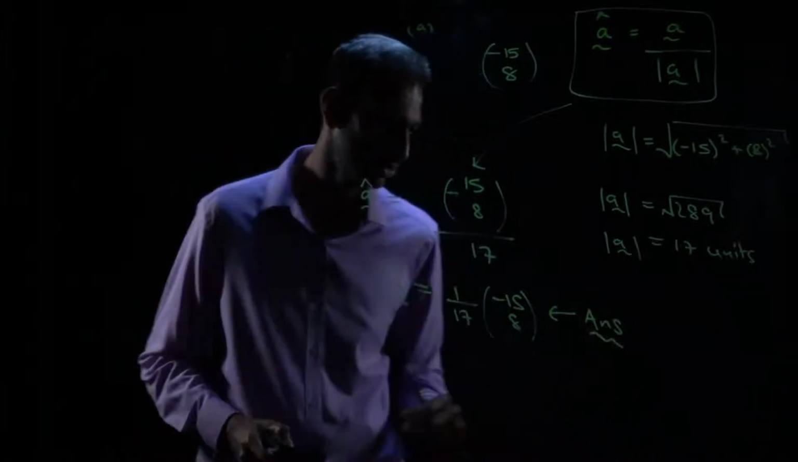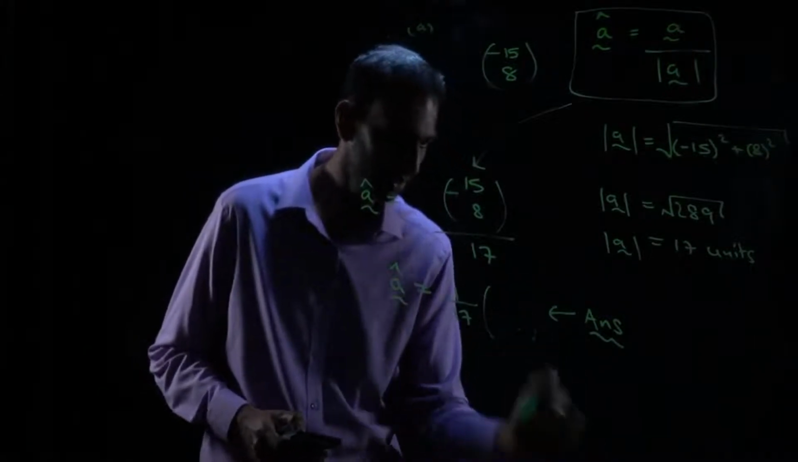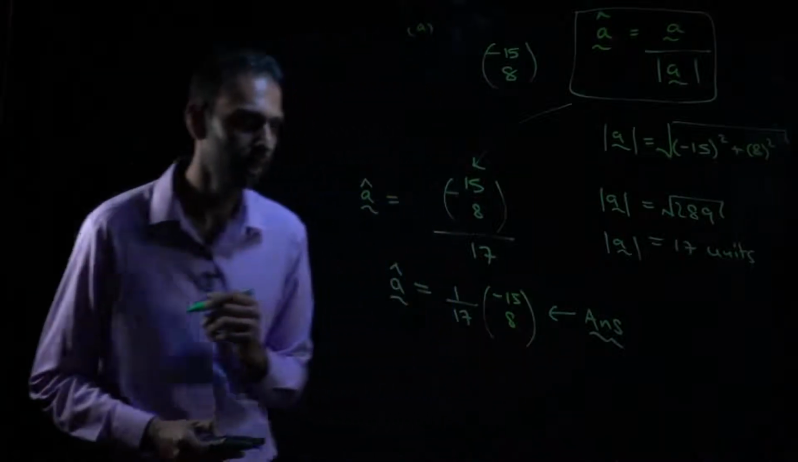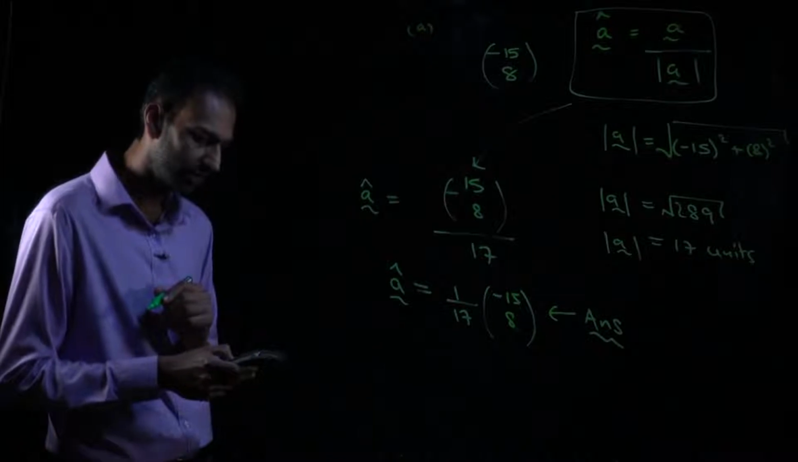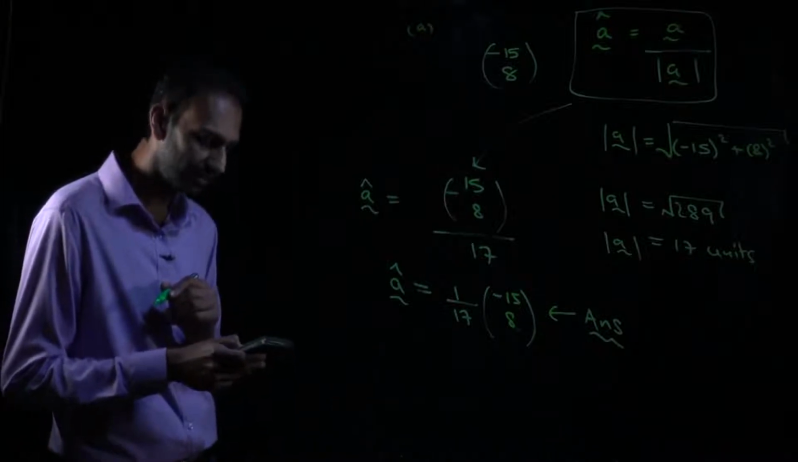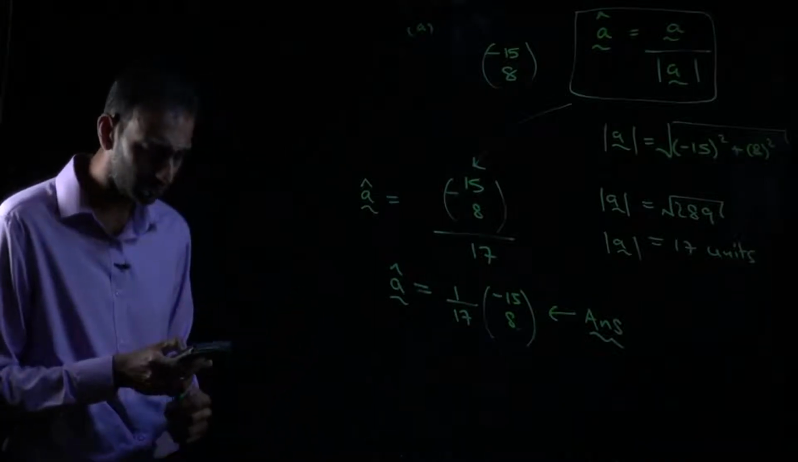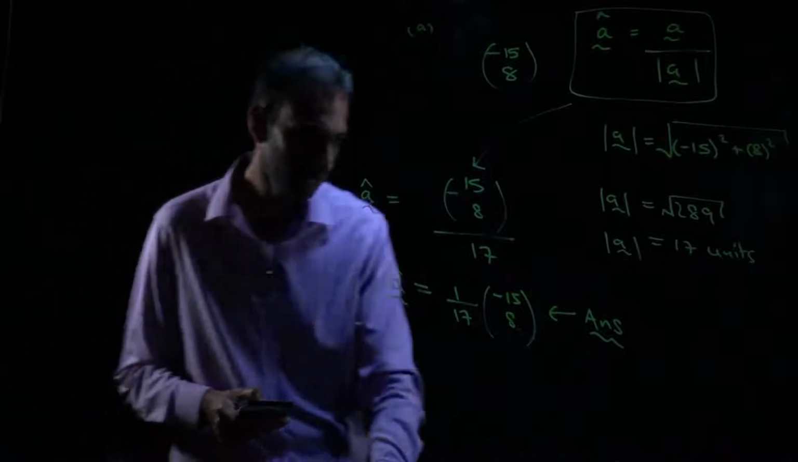So for the unit vector, you can rewrite it if you can't see it properly. It's 1 over the magnitude times minus 15, 8. I hope you can see the value of the unit vector. So it is minus 15, 8, and then 1 over 17. So that's the answer to the problem for part A. We'll now proceed to the second part of the problem.